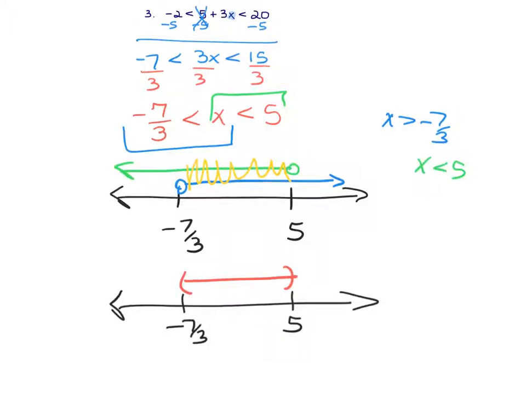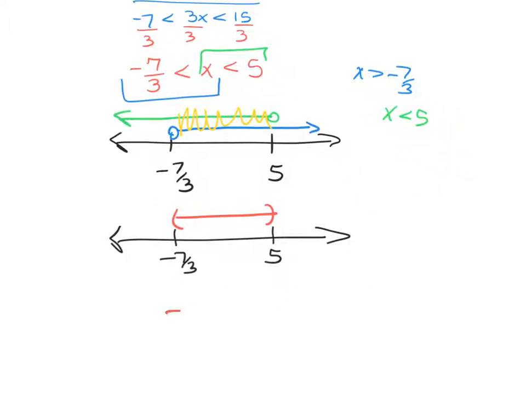My answer here in interval notation is just going to be -7/3, 5. And again, because it's just a less than symbol, you surround them in parentheses. Sort of looks like an ordered pair. So when you see answers like this, it's going to tell you it's a range of numbers. It's a segment.